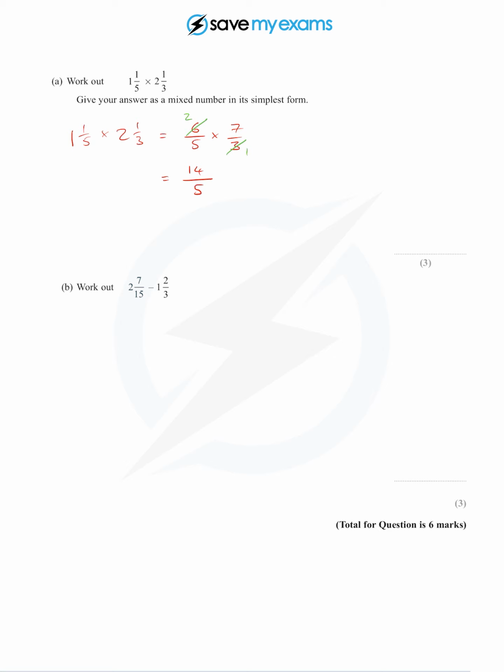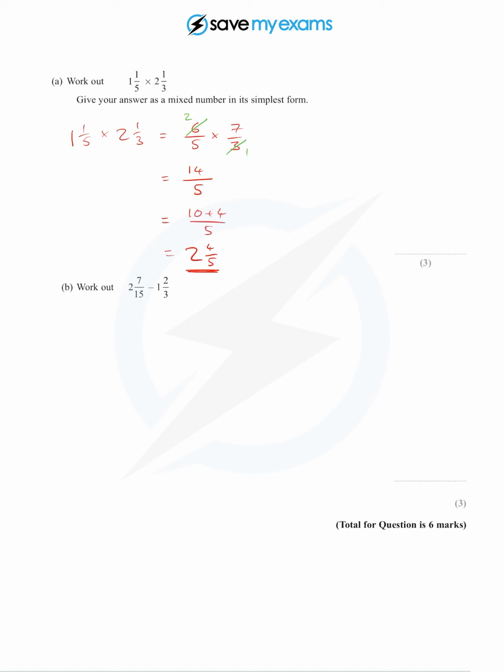And how do we then put that into a mixed number? Well, I can see that I've got 10 plus 4 on the top, if you like, and so the 10 over 5 is 2, and the 4 on the top is 4/5. So there we go, 2 and 4/5. Now what about part B?